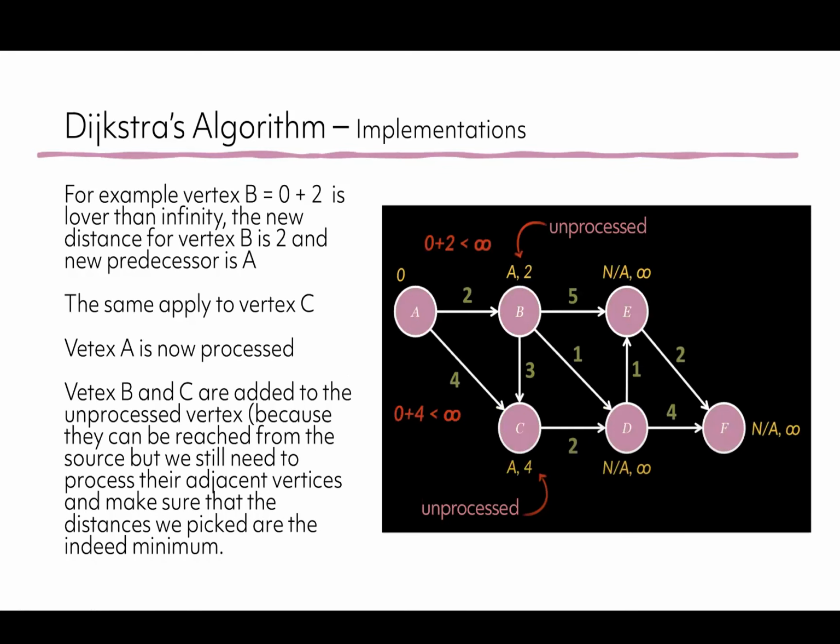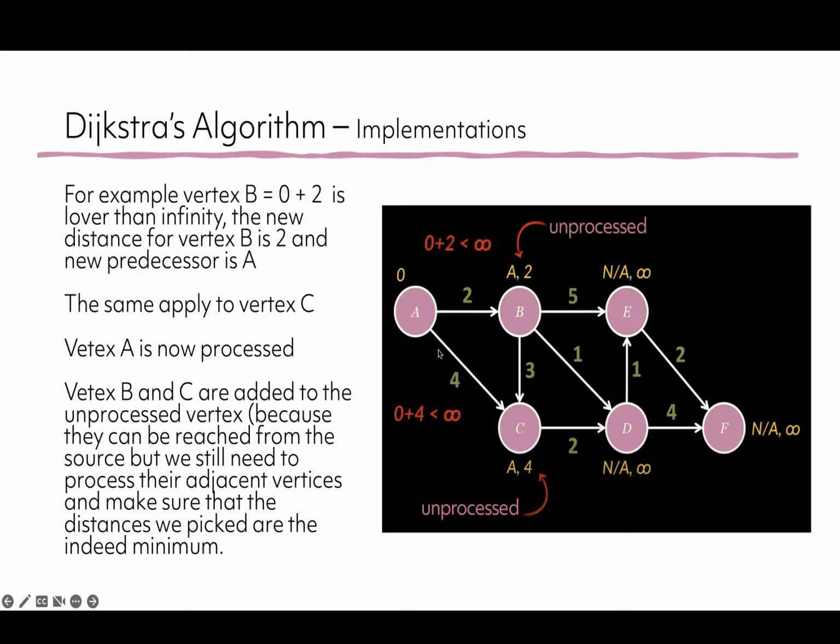For example, for vertex B, 0 plus 2 is lower than infinity. The new distance for vertex B is 2, and the new predecessor is A. The same applies to vertex C.